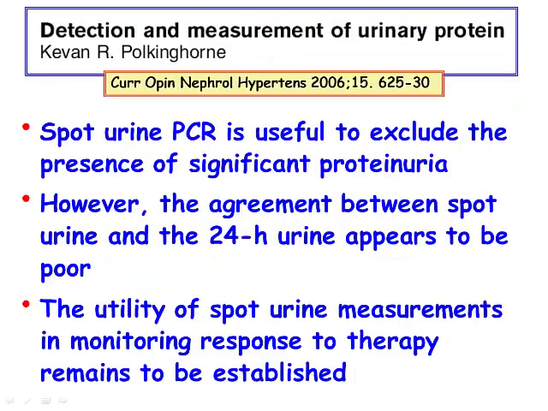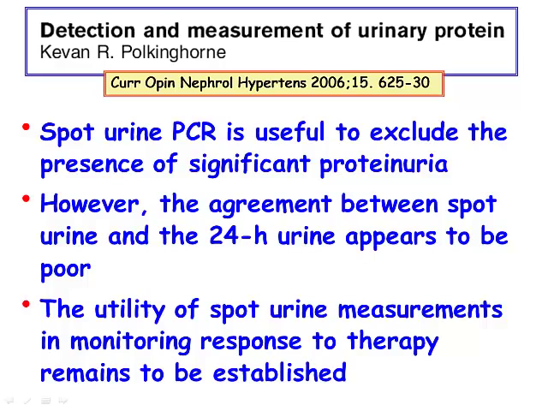For all these reasons, in 2006, in this paper published in Current Opinion in Nephrology and Hypertension, which is an influential journal in the nephrological community, there was this conclusion, this statement: spot urine PCR is useful to exclude the presence of significant proteinuria, to rule out significant proteinuria. But once you have significant proteinuria, the agreement between spot urine and 24 hours appears to be poor, and the utility of spot urine measurements in monitoring response to therapy remains to be established.